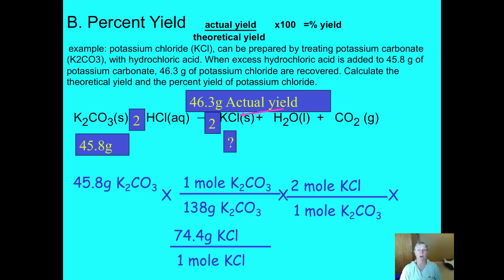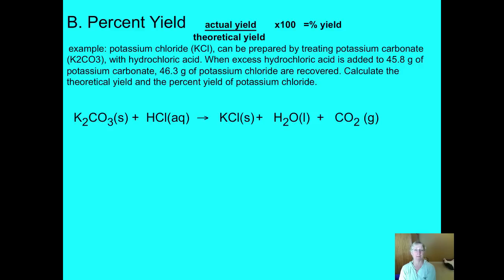So even if you started with 45.8 grams of potassium carbonate, that doesn't mean that you're going to make twice that amount, 91.6 grams of KCl. First, you have to find the moles of potassium carbonate, and in a perfect world, you'll be making twice the number of moles of KCl. So when we're done crunching our numbers, that was a lot of work. And at first you go, oh, thank God I'm done. But that's not the done part. That is just the theoretical yield.